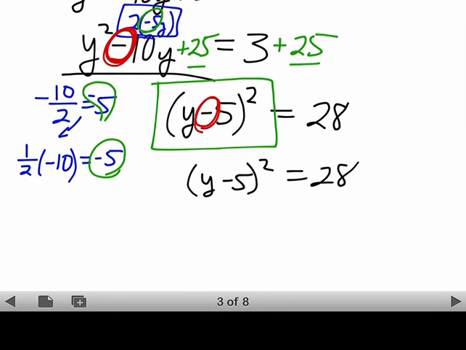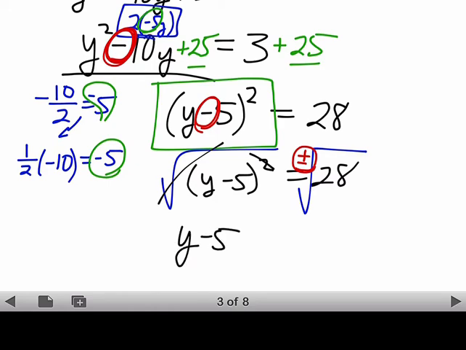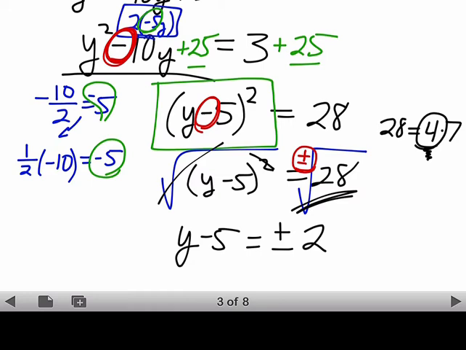Now I'm going to square root both sides of the equation. Hopefully you remember whenever we do that, we need to include a plus or minus, which I'm going to put in front of the square root of 28. On the left-hand side, the square root undoes the square, and we're left with simply y minus 5. On the right-hand side, we have plus or minus. Now let's see if we can simplify the square root of 28. Remember, 28 can be written as a perfect square times another factor, in this case 4 times 7. The 4 comes out of the radical as a 2. The square root of 7 is the other factor.